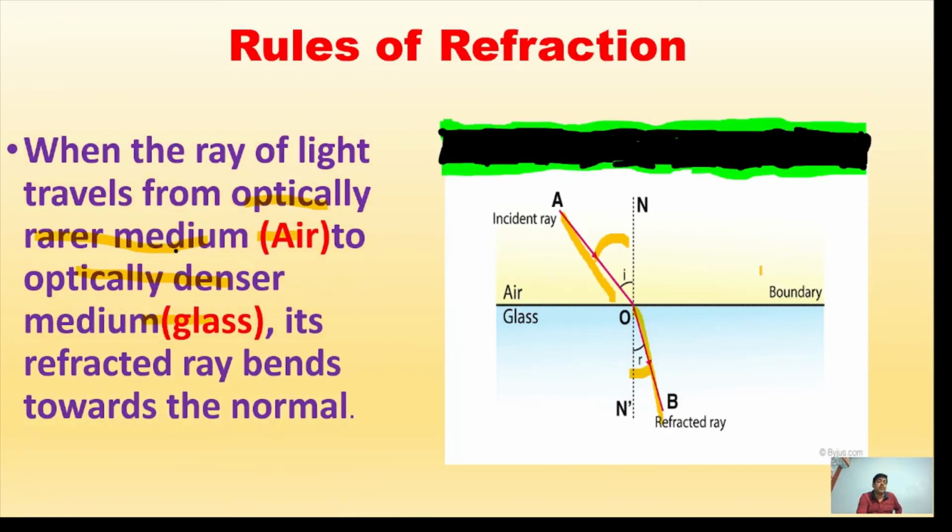Here are some of the rules of refraction I am going to discuss. When the ray of light travels from optically rare medium to optically denser medium, its refracted ray bends towards the normal. Look here, this is the incident ray and this is the refracted ray, and here light is coming from optically rare medium to optically denser medium. So the refracted ray bends towards the normal. It means the angle of incidence I is greater than the angle of refraction R. I is greater than R and R is less than I.